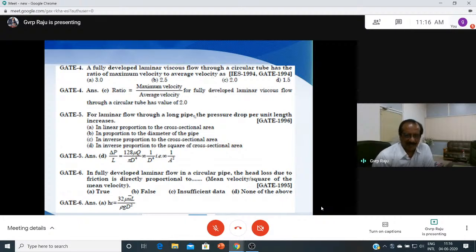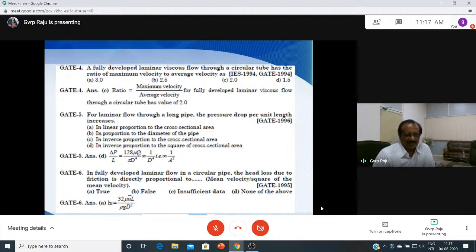Similarly, for laminar flow through a long pipe, the pressure drop per unit length increases. So the pressure drop per unit length, dP by dL, is equal to 32 mu V by d square, and you can convert it. This is also equal to 128. In place of V, if we take the discharge, V is equal to Q by A, and A is pi by 4 d square; the pi is there and the 4 goes up. So it is 128 mu Q by pi d to the power 4. These are all the same equations. The only thing is, in place of V, he has taken Q by A. He has converted velocity into Q by area.